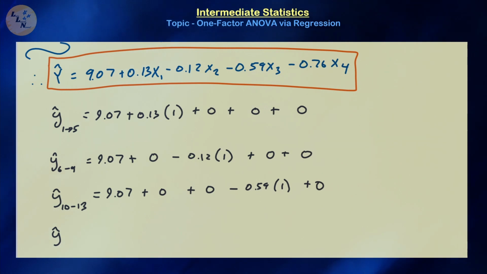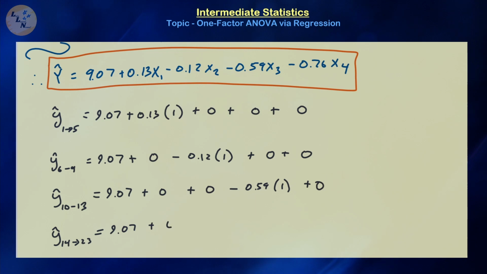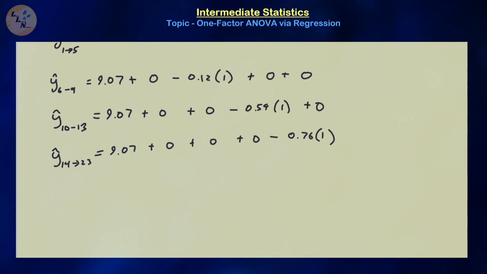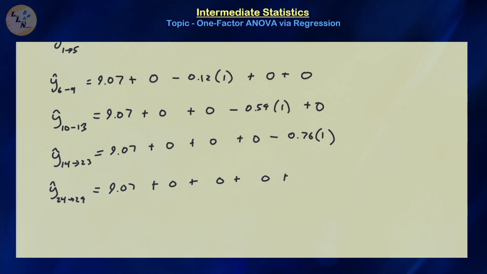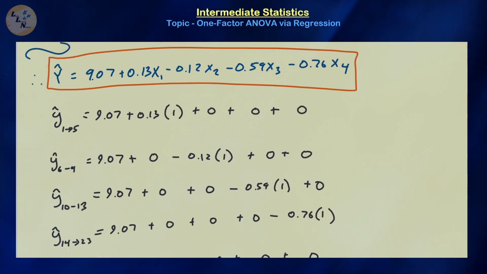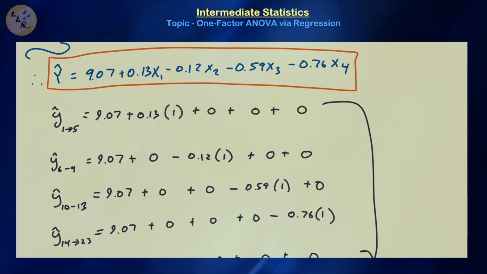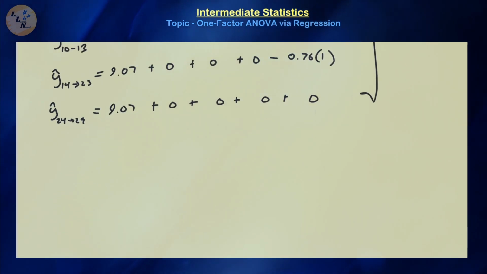And then we're going to have y hat 14 through 23. That's going to be equal to 9.07 plus 0 plus 0 plus 0 minus 0.76 times 1. And what about our last values, 24 through 29? That's our elder group. That means all of the coefficients should be equal to 0 thereafter, right? So that's going to give us all of our predicted values, right? And then you can calculate what those are, of course, and then you can calculate, for example, residuals.